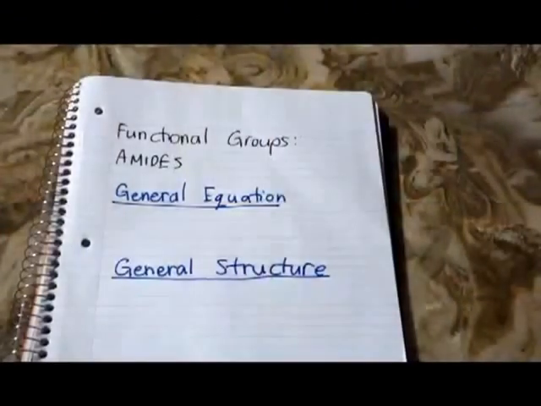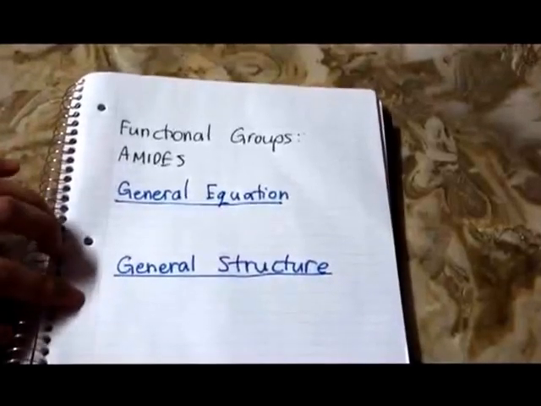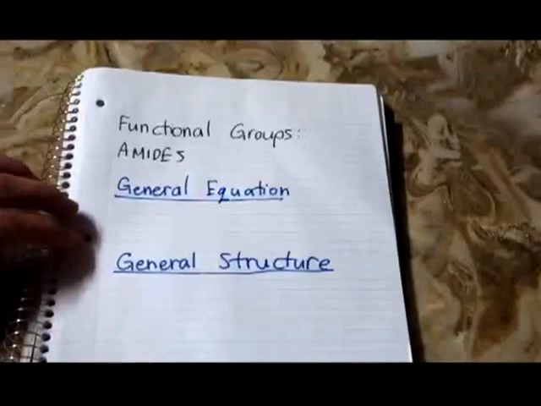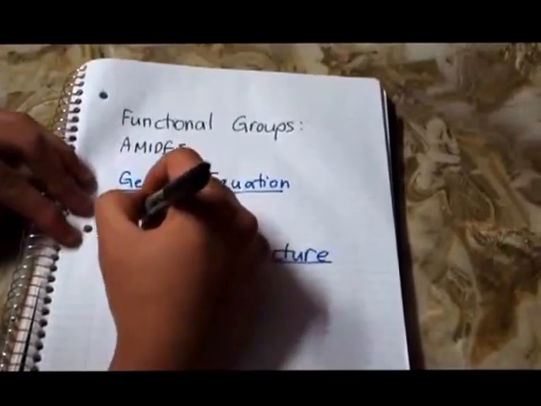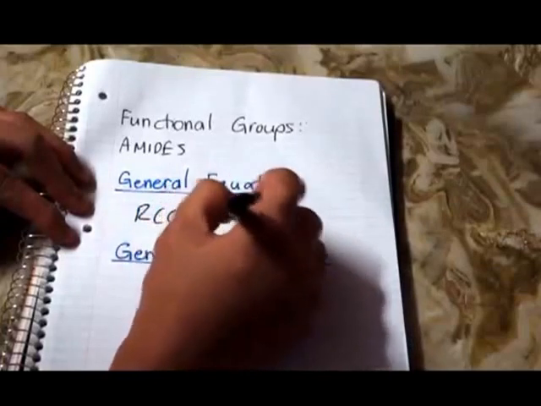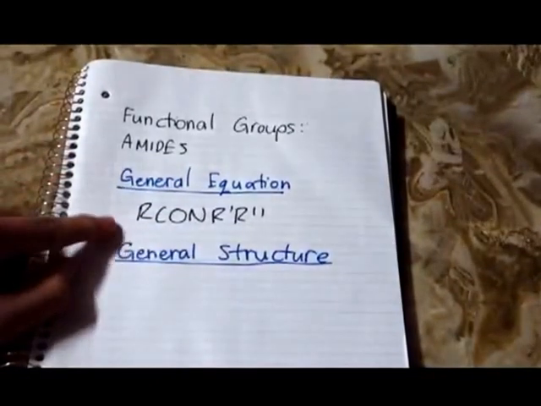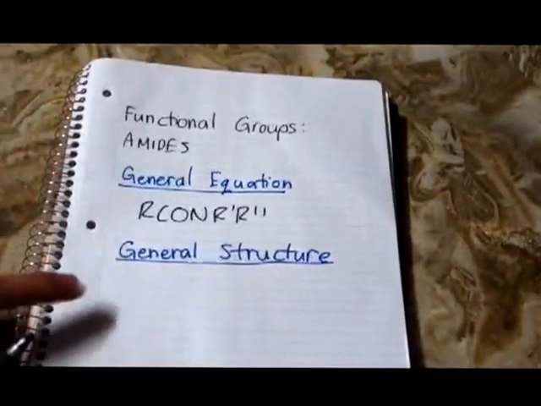Hi, so today we're going to be looking at the functional group amides, and right now we're going to be looking at their general equation as well as their general structure. So the general equation for an amide is RCON R prime R prime prime. Now remember that the R's can replace any carbonyl group.